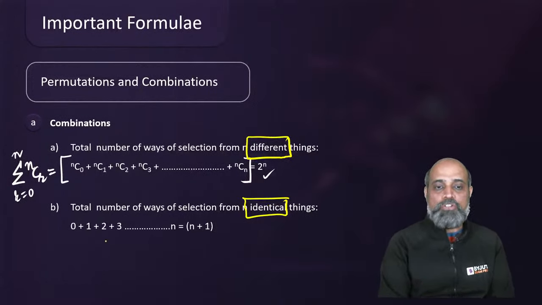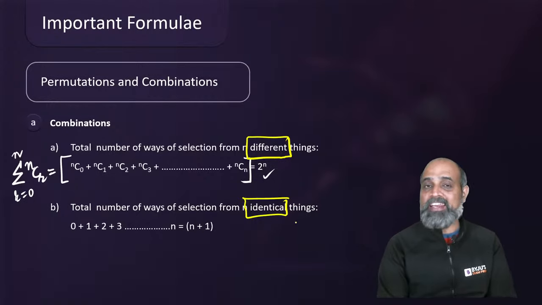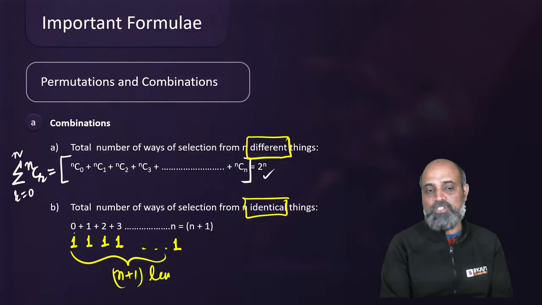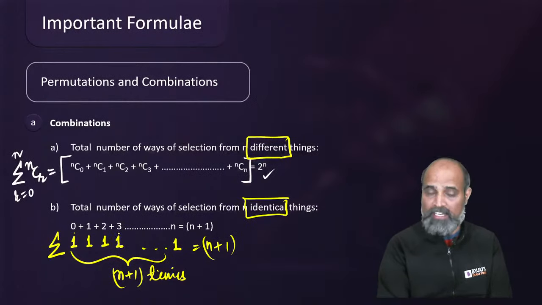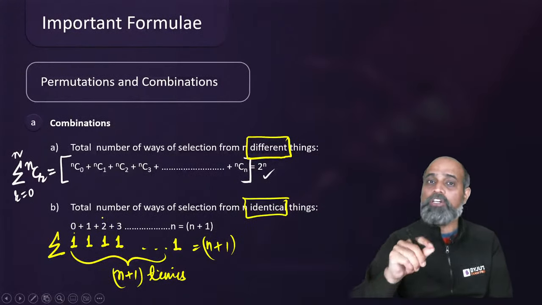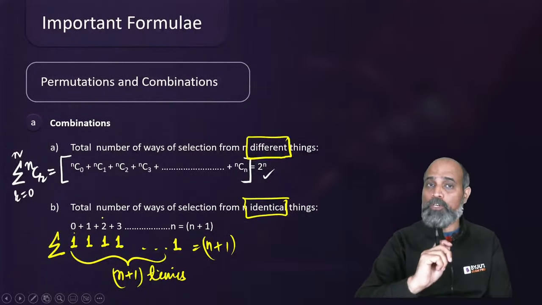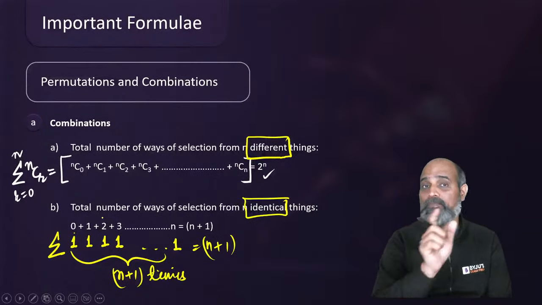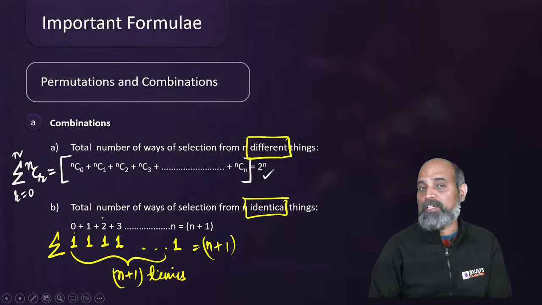So the total number of ways of selection from n identical things: for 0 there is 1 way, for 1 there is 1 way, for 2 there is 1 way, for 3 there is 1 way, and up to n you will have 1 way. So 1 is actually written over here n plus 1 times. So their sum is going to be n plus 1. It's not the sum of 0, 1, 2, 3 actually. 0, 1, 2, 3 here denotes: do you want to select 0 items? Do you want to select 1 item? Do you want to select 2 items? And so on. Do you want to select n items? The sum of all these possibilities will be n plus 1.